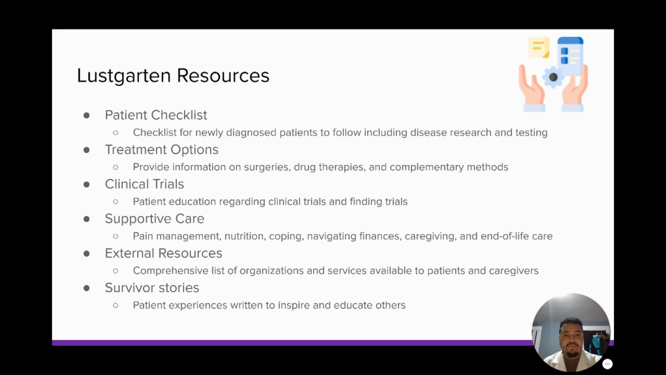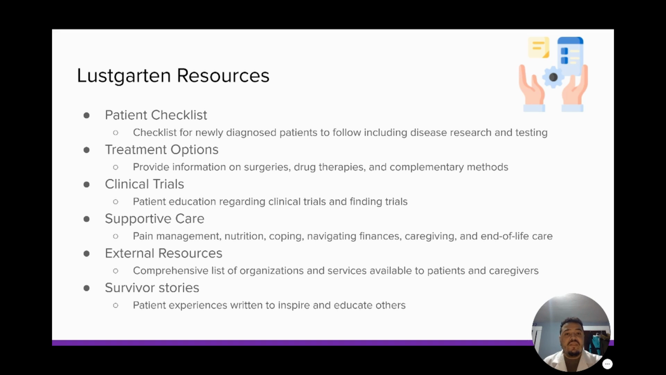If they're looking to get involved with clinical trials, the website does a great job of explaining clinical trials, what they do, and even provides them with a way to find trials for themselves. There are also a number of external resources on the website which provide a comprehensive list of organizations and services that can help them in their journey of pancreatic cancer and are available to patients and caregivers.